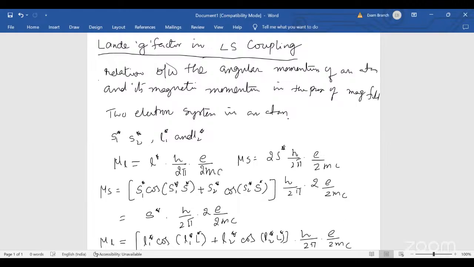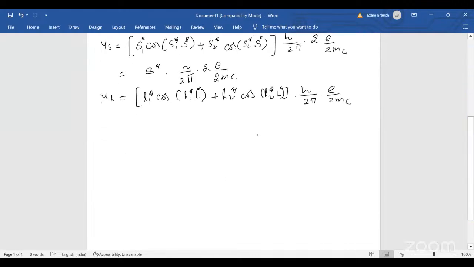What we'll do is we can write mu L as this entire thing in brackets, which we write as L star, into what we have outside of this bracket, h by 2 pi into e by 2 mc. So we have got this equation here. Due to the spin we have got one equation, and due to the orbital motion of the electron we have got this one.